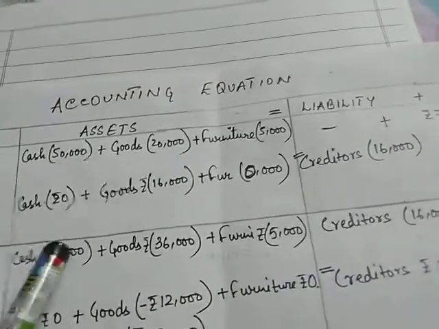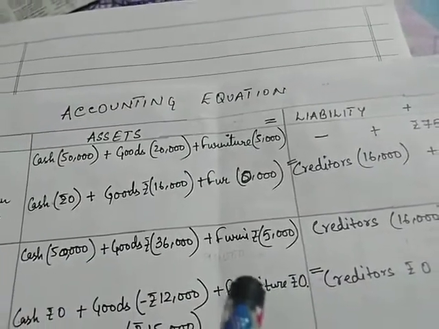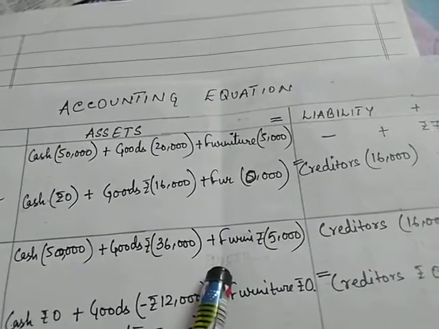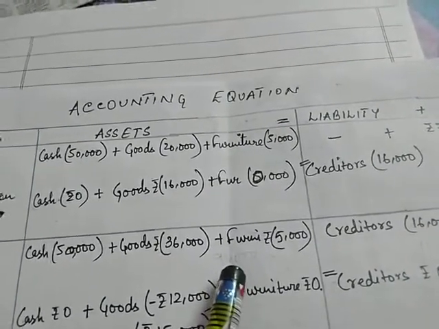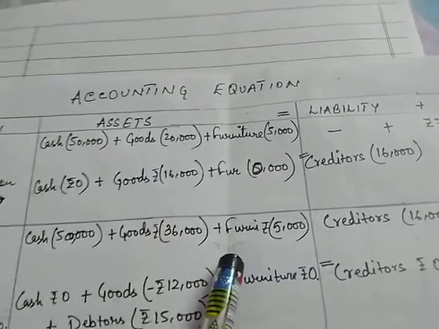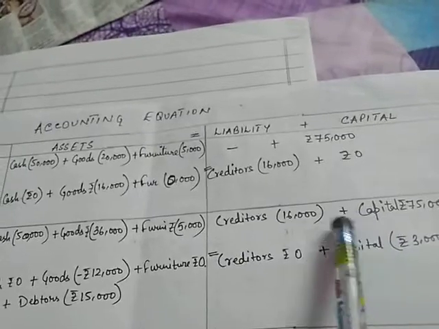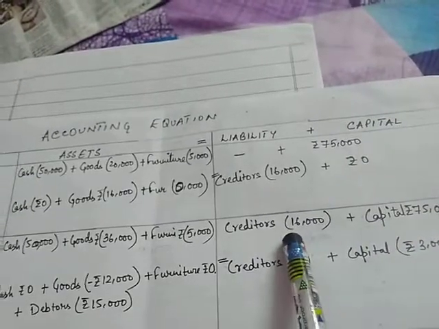So we will add up the asset side, that gives us rupees 91,000. This I have written with pencil just for our verification. You also have to do it at the end of each and every transaction. And here also liability and capital makes it 91,000. So that means we are correct up to this much.